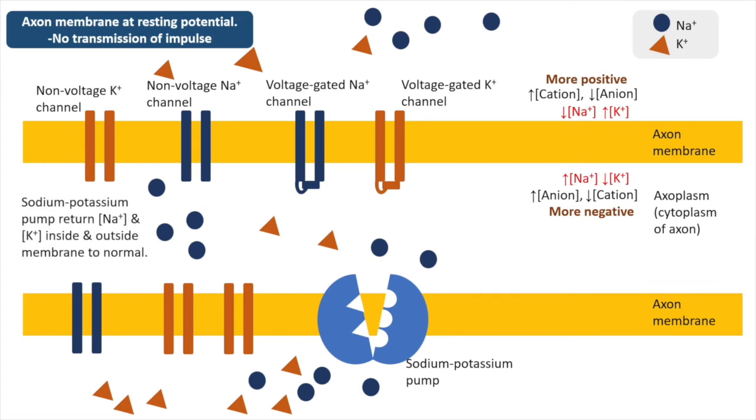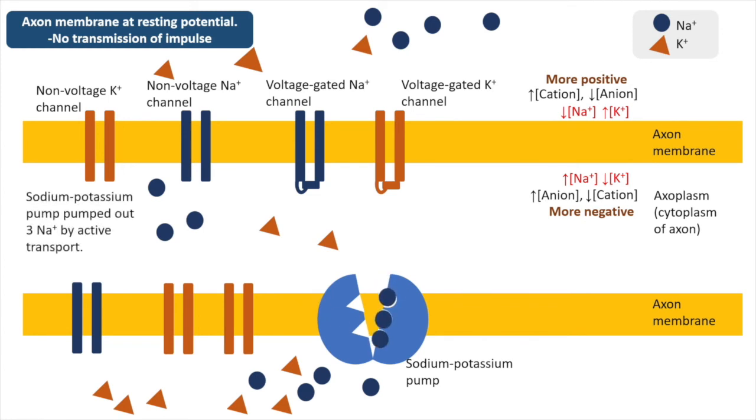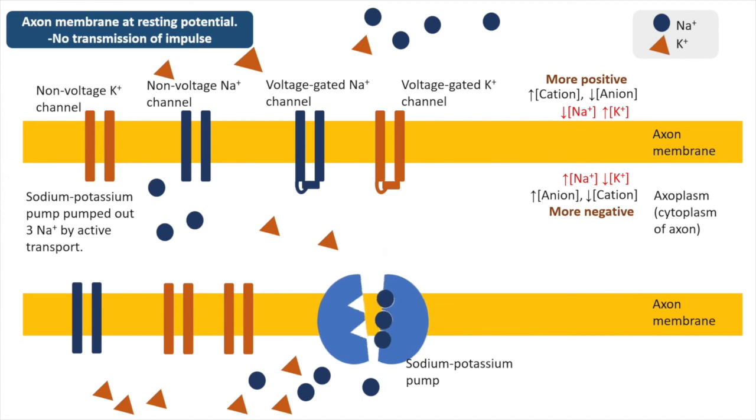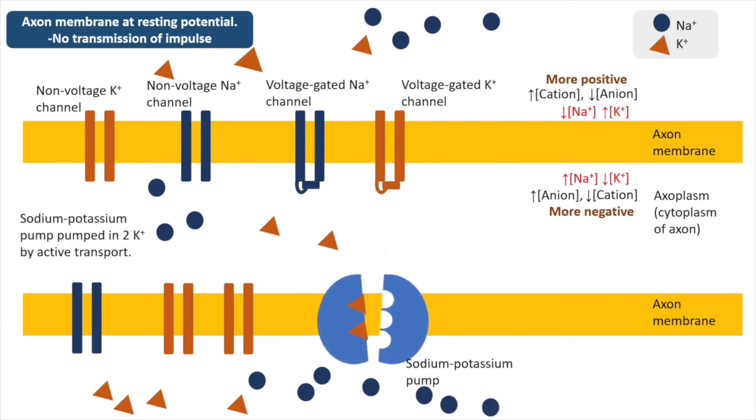This pump uses the energy of ATP hydrolysis to actively transport sodium ions out of the cell and potassium ions into the cell. The sodium-potassium pump transports 3 sodium ions out of the cell for every 2 potassium ions that it transports in.